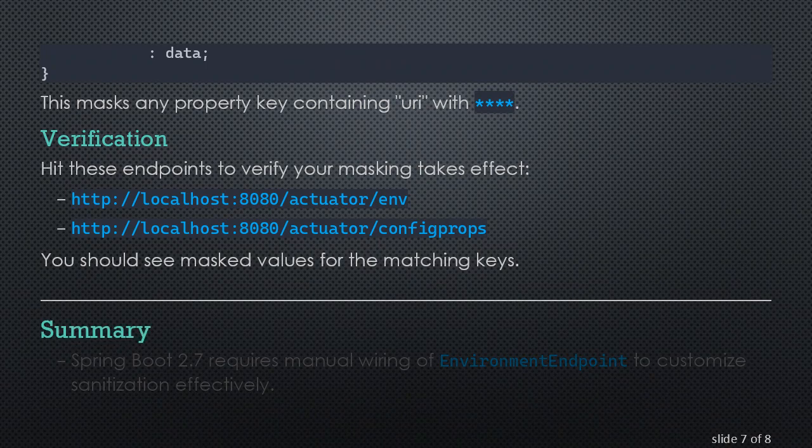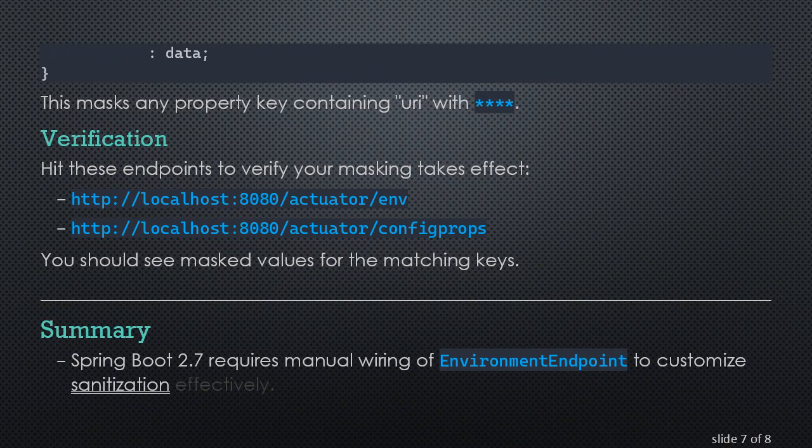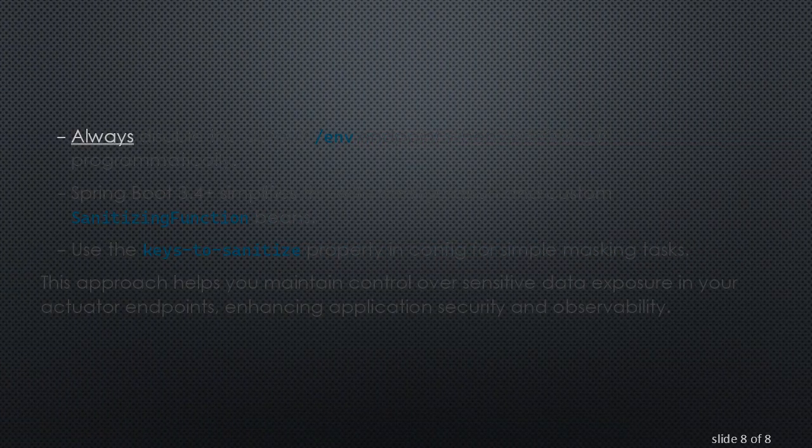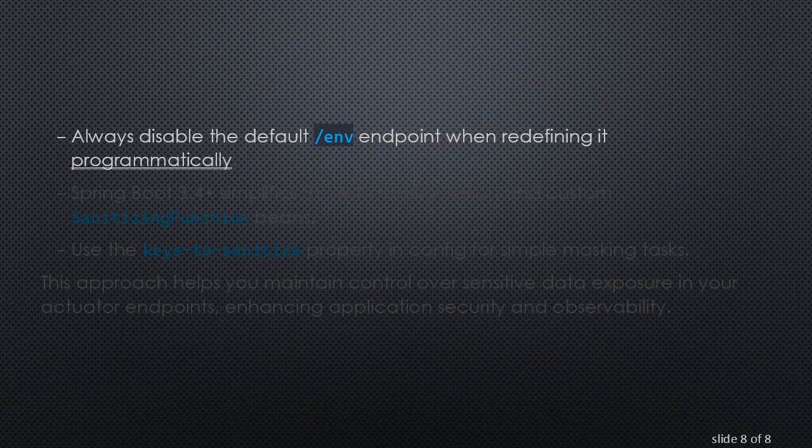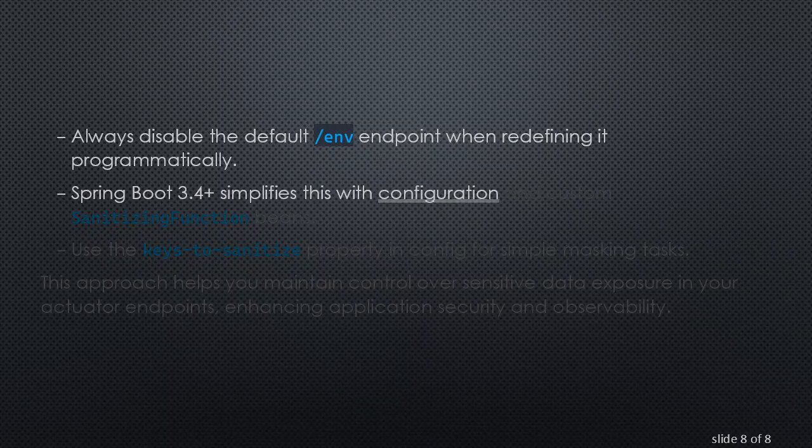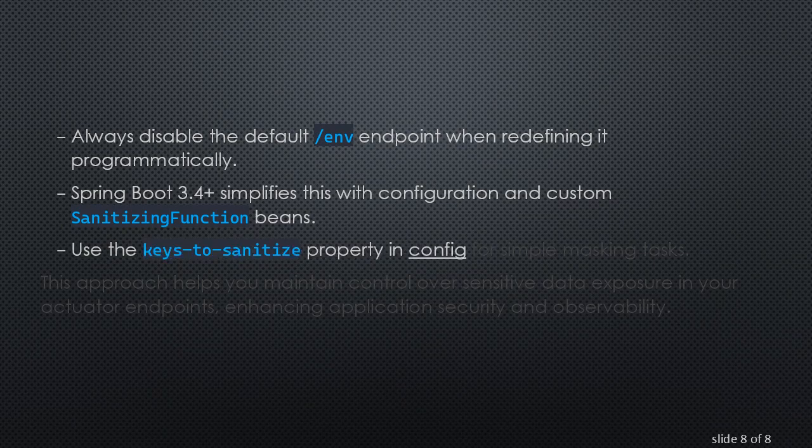Summary. Spring Boot 2.7 requires manual wiring of the environment endpoint to customize sanitization effectively. Always disable the default /env endpoint when redefining it programmatically. Spring Boot 3.4 plus simplifies this with configuration and custom sanitizing function beans. Use the keys-to-sanitize property in config for simple masking tasks.